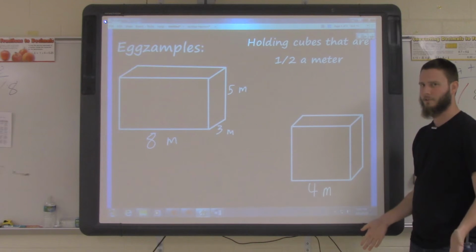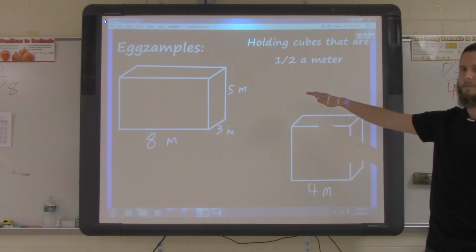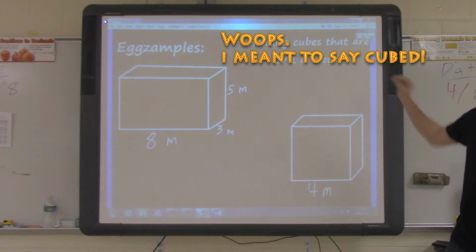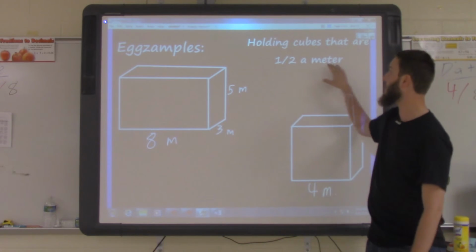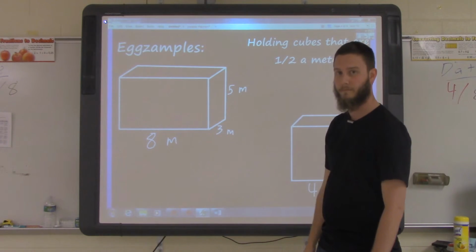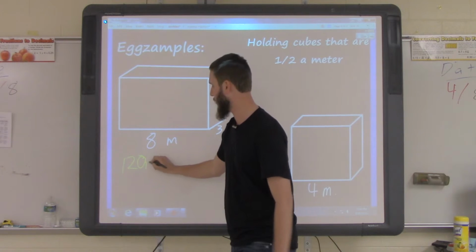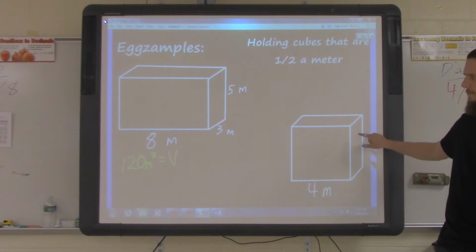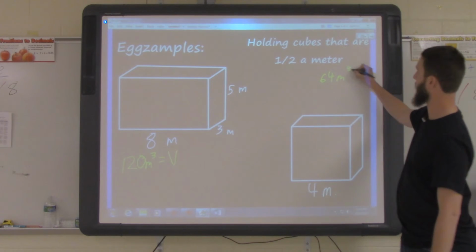So in our earlier examples, we had a rectangular prism with the dimensions of 8 meters by 3 meters by 5 meters. We also had a cube that was 4 meters on each side. We now want to know how many cubes that measure half a meter can fit inside of both of these prisms. We'll start with our rectangular prism. Earlier, we discovered that the total volume was 120 meters cubed. We also know that the total volume of this cube came out to 64 meters cubed. I meant cubed.